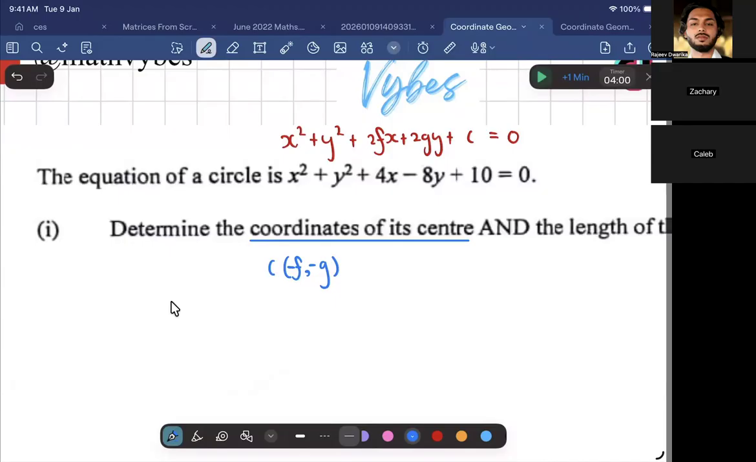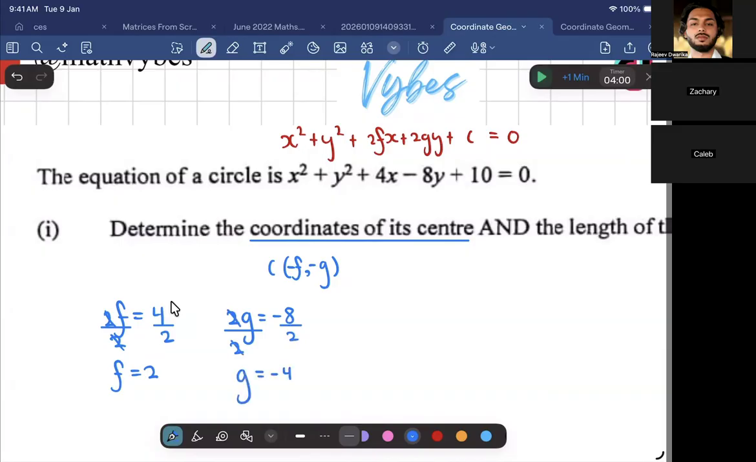Tell me the full working. You tell me what to write to figure that out. Since 2fx is 4x, 2f equals 4, and f equals 2. And for g, 2g equals minus 8, so g is minus 4. Yes.